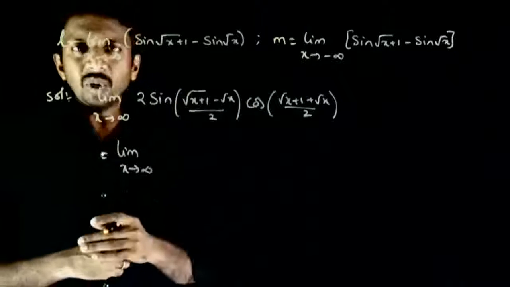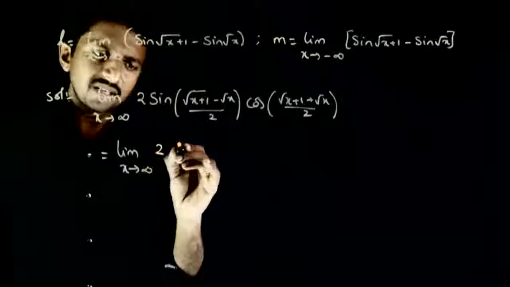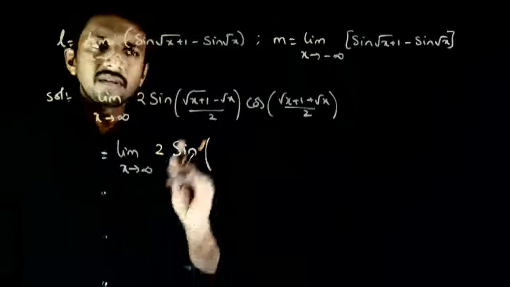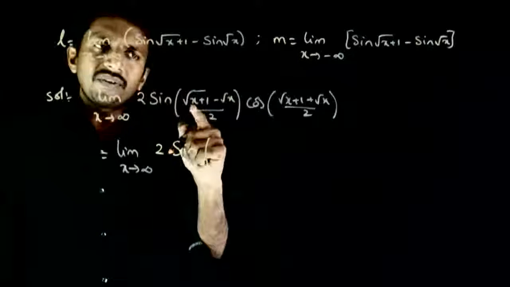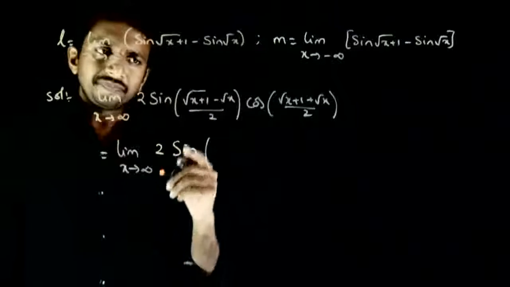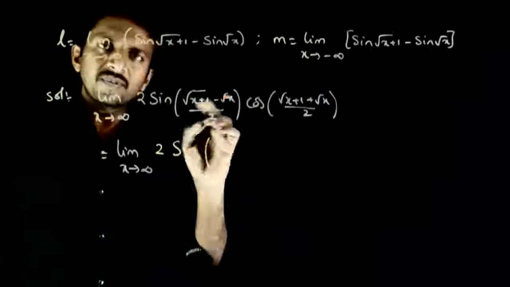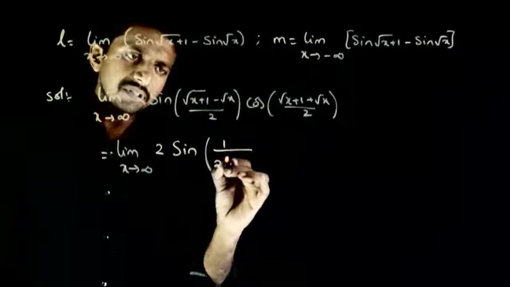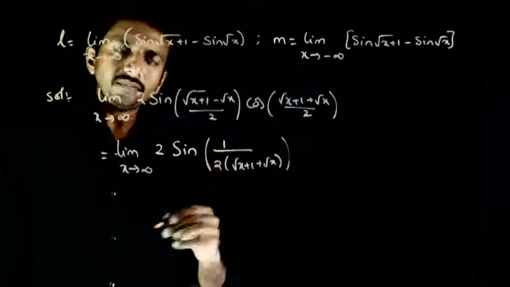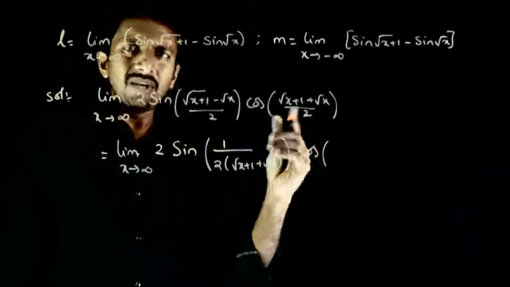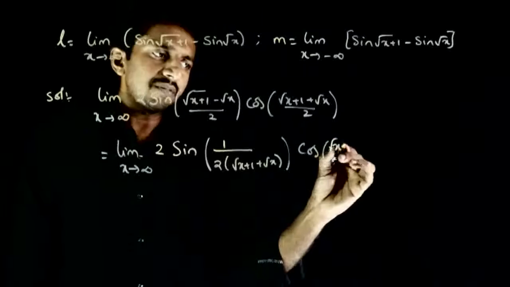If you are not convinced about this argument, you can do something like this. 2 sin, इसको rationalize कर लेता हूँ. Try to rationalize this. So root of x plus 1 plus root x से multiply किया था. Numerator में क्या बचेगा, x plus 1 minus x divided by 2 times root x plus 1 plus root x into cos of, I don't need to do anything with this. Let us argue this afterwards.